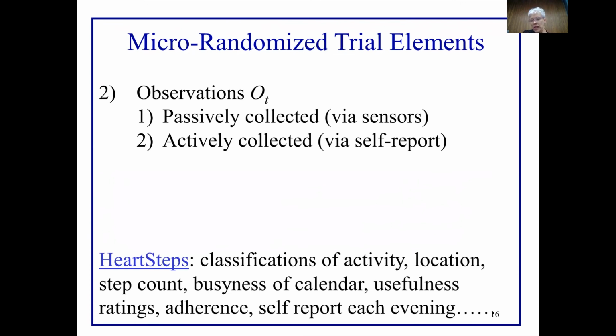At the bottom of the screen, I list some of the kinds of data we have in HeartSteps. Some of these are outputs of different algorithms, like classifications of whether or not you're going really fast, so you might be driving a vehicle, or you're walking, or you're sedentary. Your current location: are you at home, office, work? How busy your calendar is for the next couple hours, and so on. We also, in this first study, which was a 42-day study, had self-report every evening. So we have some self-report data as well.